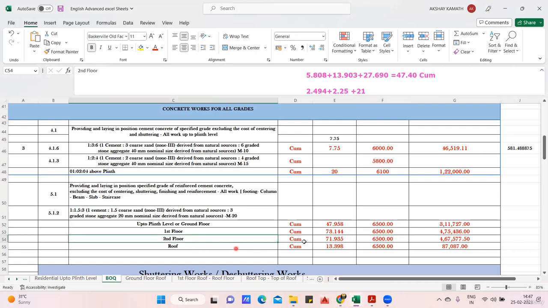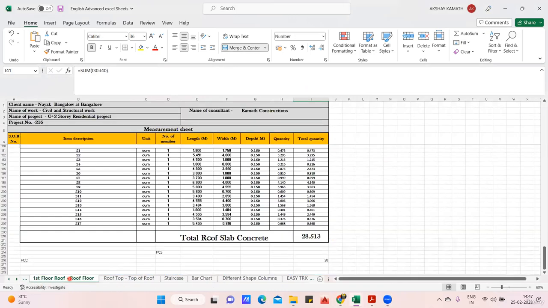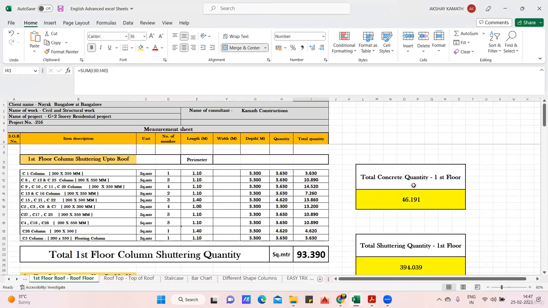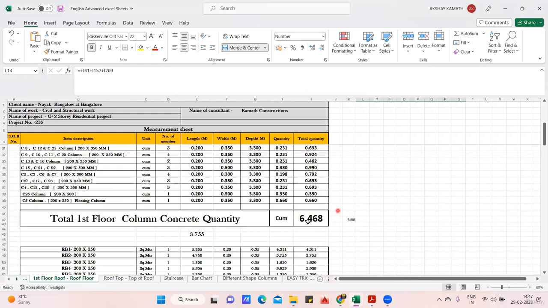Next, come to the second floor. Again, in the second floor, you tell me the concrete quantity. Yeah, so in the second floor, the concrete quantity will be this portion. Okay. Yeah, you can see the total concrete quantity in the first floor I have written as 47.191, or I'll do it in front of you. 6.468 has gone in this one. How much is it? 6.468 in column.